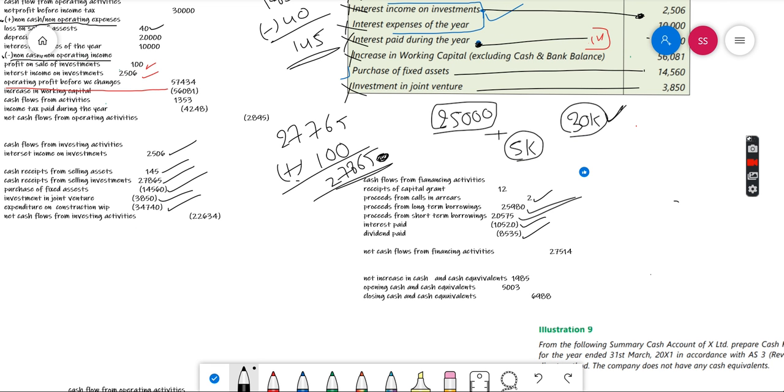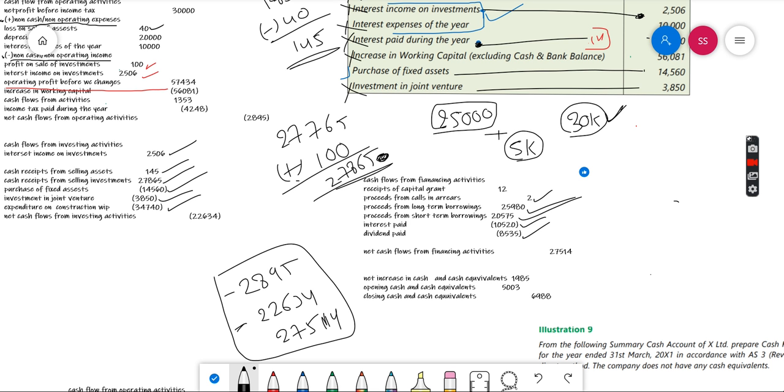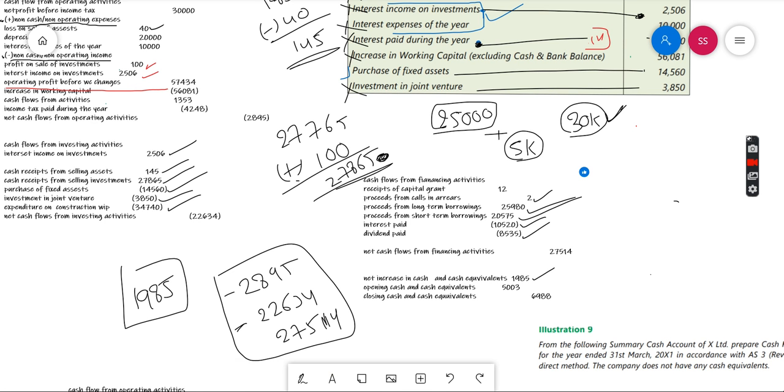So cash flows from operating activities is minus 2,895, from investing activities minus 22,634, and financing activities is 27,54. This is positive. So if we do plus and minus of all these things, you will get a positive 1,985. And then if you add the opening cash and cash equivalents, which was given in the question as 5,003 rupees, you will get the closing cash and cash equivalents. We'll see you in the next class for the ninth problem.